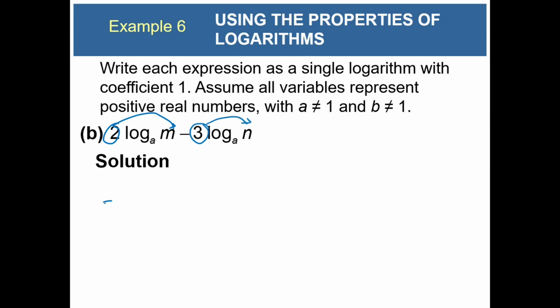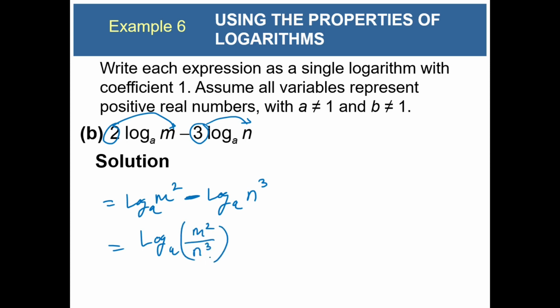And so we have this is equal to log base a of m squared minus log base a of n cubed. And now, since we have a negative in the middle, we can use the quotient rule. So this simplifies to log base a of m squared divided by n cubed. And that completes our problem.